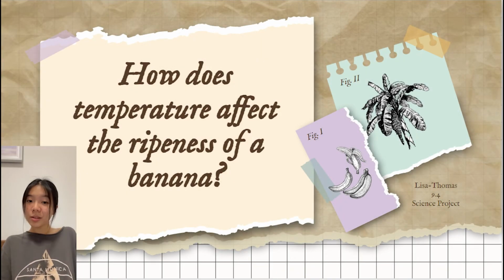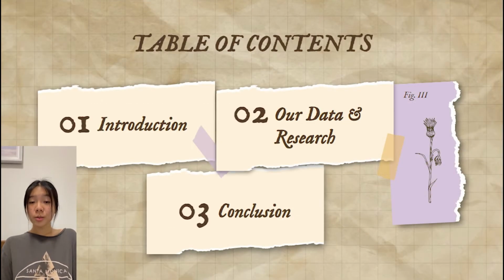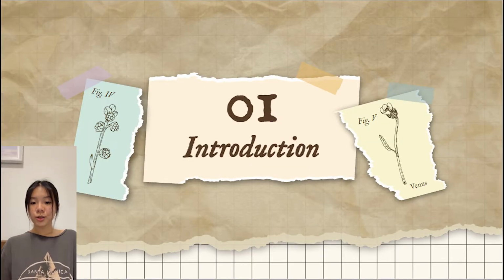This is Lisa and Thomas, and for this science project, we chose how does temperature affect the ripeness of banana. For this presentation, we have three main parts. The first part is the introduction, the second part is our data and research, and the last part, of course, is the conclusion. So the first part is introduction.